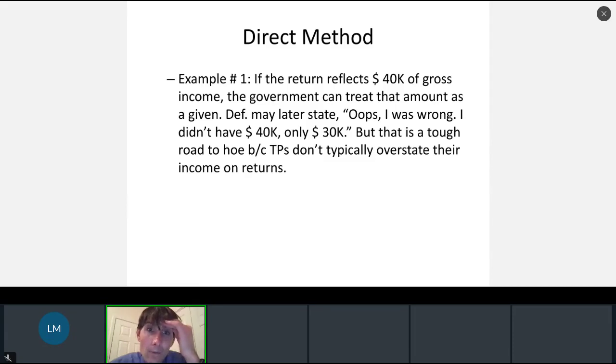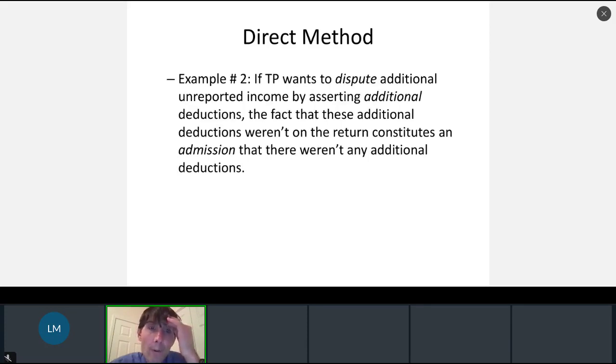The defendant may later state, oops, I was wrong, I didn't have $40,000, only $30,000, but that is a tough row to hoe, because taxpayers don't typically overstate their income on returns. I think the jury, using their common sense, would realize that this is self-serving at trial. Second example, the taxpayer wants to dispute additional unreported income by asserting additional deductions. The fact that these additional deductions weren't on the return constitutes an admission that there weren't any additional deductions. So you see how damning the admission of the return itself is, because the taxpayer defendant is now hamstrung. Their hands are tied. They can't make an assertion like the one here or the one you saw in the last example, because the return speaks for itself.